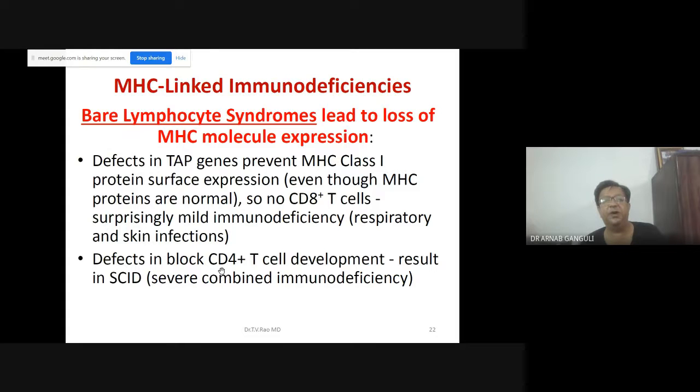Defects in block to CD4 T cell development result in SCID, severe combined immunodeficiency. Defects in the TAP gene: so no CD8 T cells, surprisingly mild immunodeficiency, respiratory and skin infection. They have very bad colds and coughs because they are a little deficient in TAP genes.